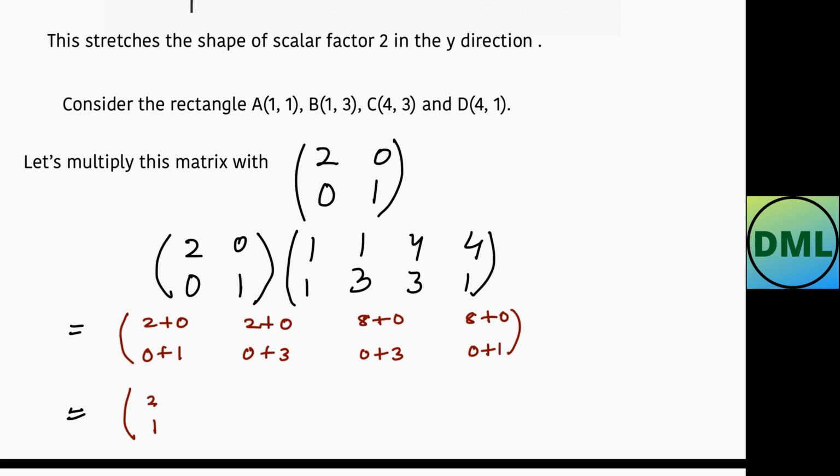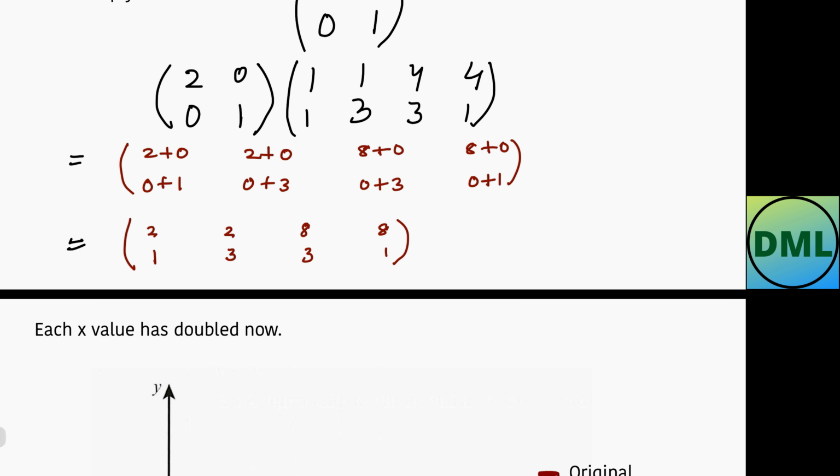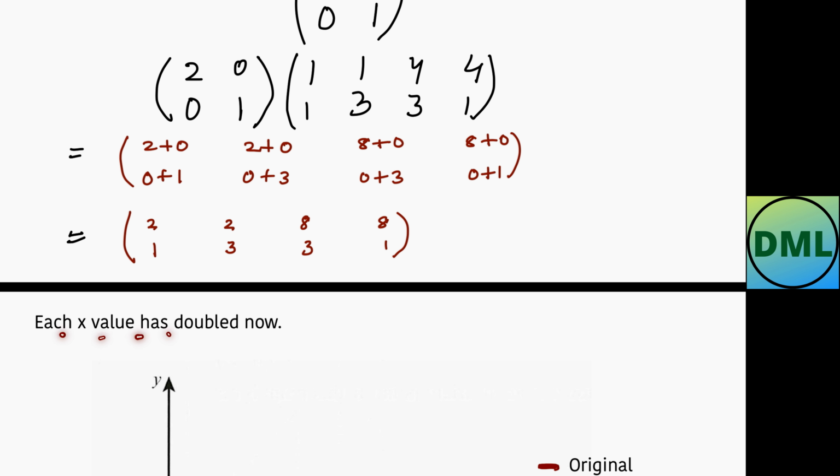This will be 2, 1. This will be 2, 3. This will be 8, 3. And this will be 8, 1. What are the changes we can see from this coordinate and the transformed one? 1, 3, 3, 1. The y coordinates are same. 2, 2, 8, 8. This will be 1, 1, 4, 4. So x coordinate has become doubled. In this case, each x value has doubled now.